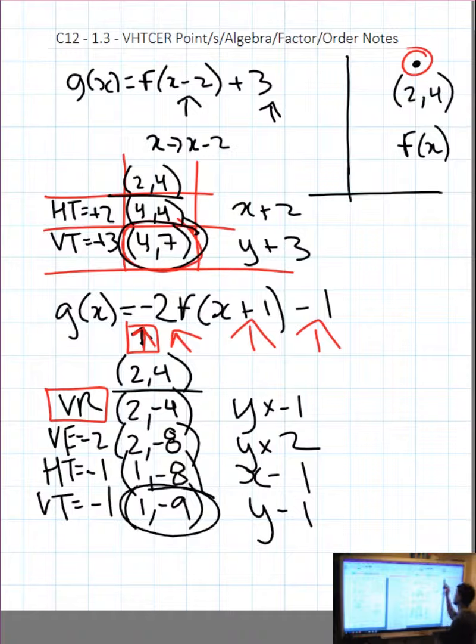Feel free to transform that point on the graph in exactly the steps we did. Graph it out on your own graph paper. Do all those steps.